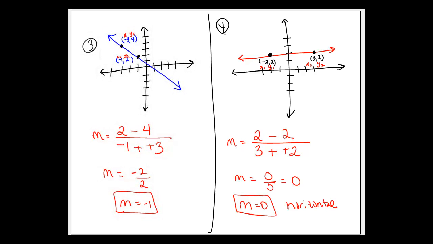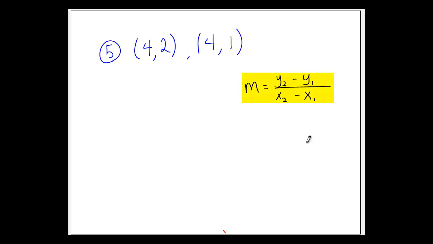Okay, in our last example 5, we're back to given 2 points, finding the slope. And so using our slope formula, first I'm going to label my points. I'll label this as x1 and y1. I can label this one as x2 and y2. Plugging into my formula, y2 is 1 minus y1 is 2. x2 is 4 minus x1 is 4. Doing the math, we end up with -1 in the numerator and 0 in the denominator.